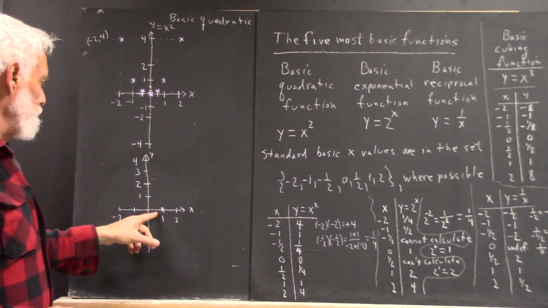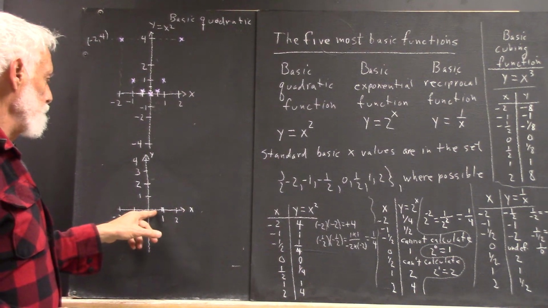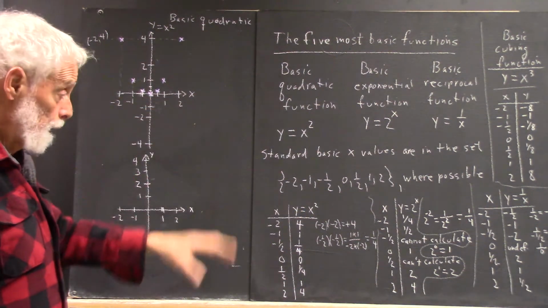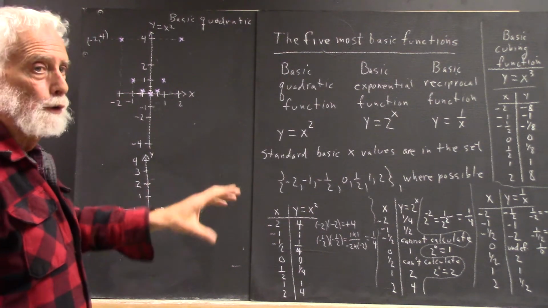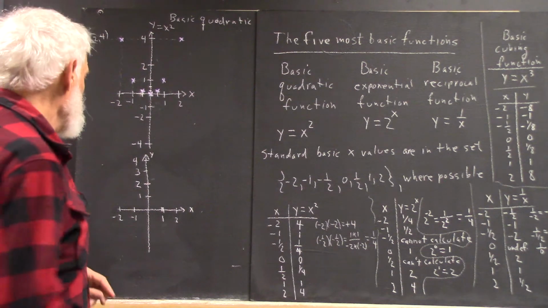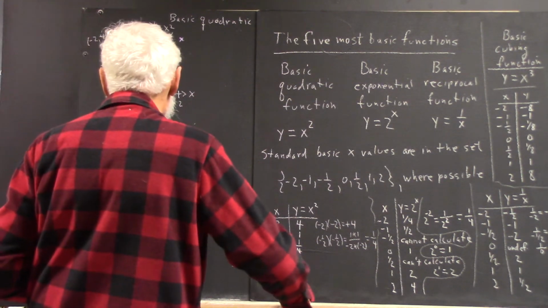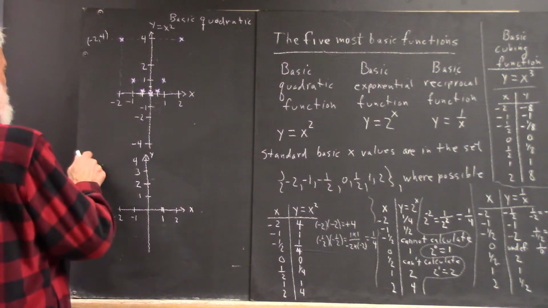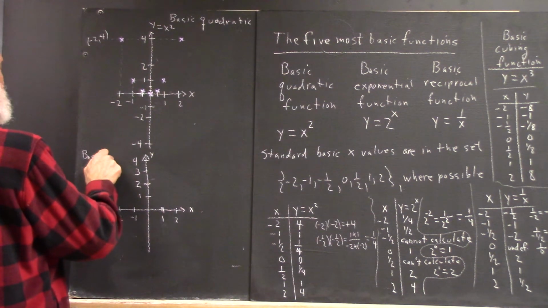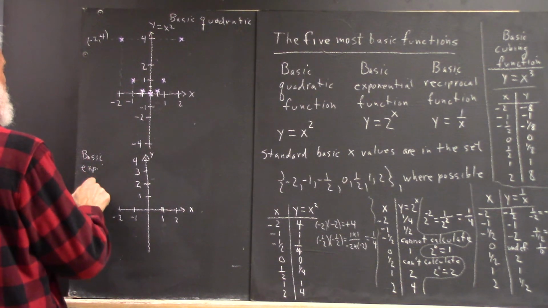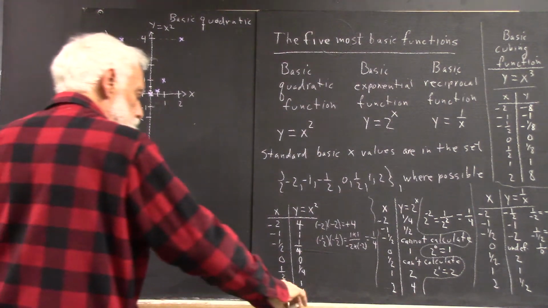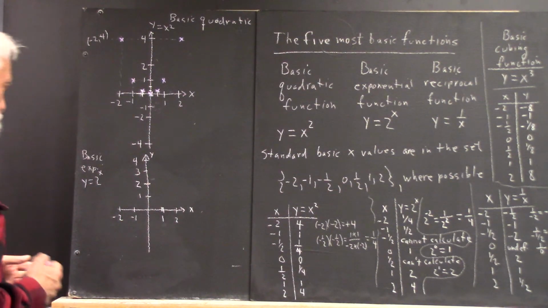I don't divide the -1 to 0 interval like I did here because I don't need 1/2 or -1/2, because that's not included in my standard basic exponential graph. Okay, so standard basic exponential graph: y equals 2 raised to the x.